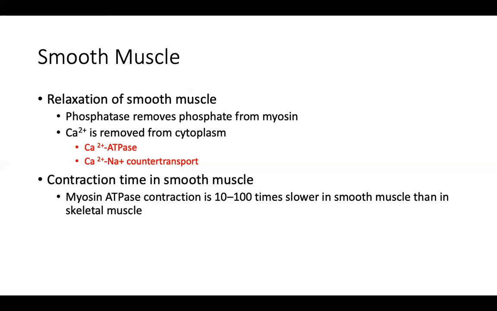Another important thing to note is that the myosin ATPase contraction is slower. We made this point before. Smooth muscle contractions are much slower and much more sustained, 10 to 100 times so than what we saw for skeletal muscle. So if, for example, a skeletal muscle could contract in 10 milliseconds, that muscle in smooth muscle would take 100 to 1,000 milliseconds to bring about that same contraction. So much slower contractions.